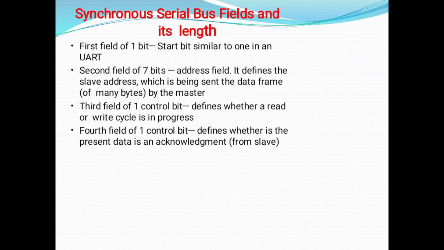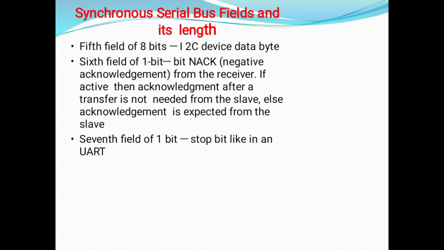The third field of 1 control bit defines whether it is a read or a write cycle in the process. The fourth field of 1 control bit defines whether the data is an acknowledgement. So, synchronous serial bus and its length.